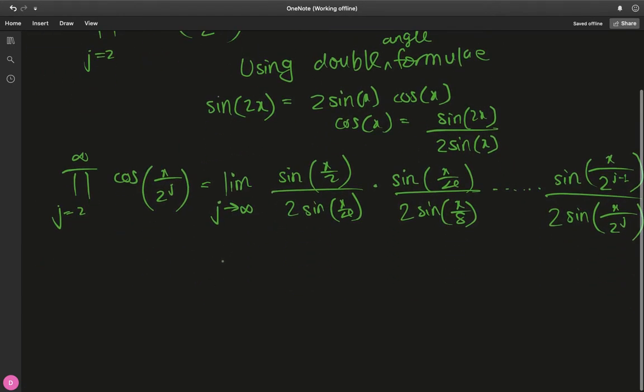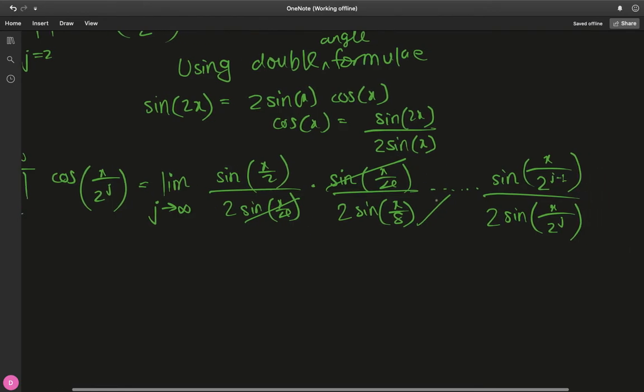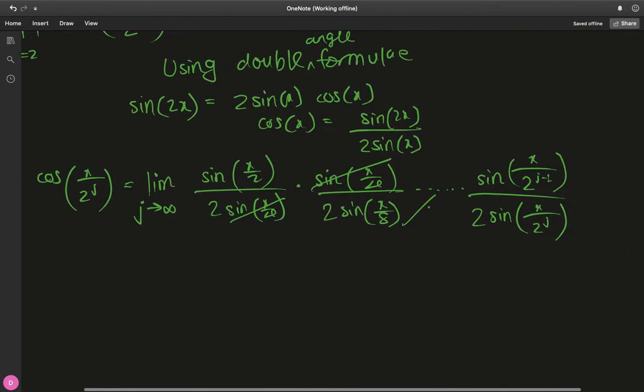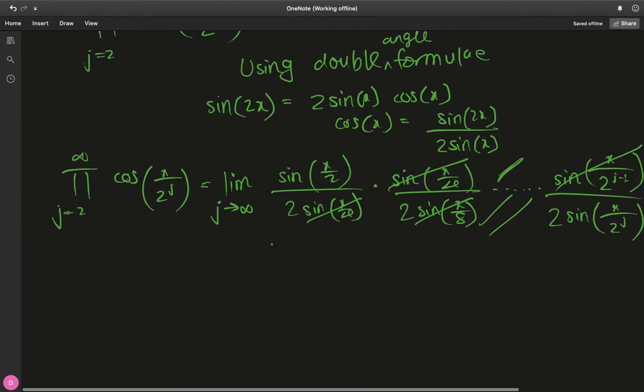Now notice the best part here. These consecutive terms are just going to cancel out, because now it's a full-fledged telescoping series. So x over 4 goes with x over 4. Well, x over 8 is going to cancel with the numerator of the next term. And this term over here is going to cancel with the previous term. So all we are left with is this first term and then this trailing term.